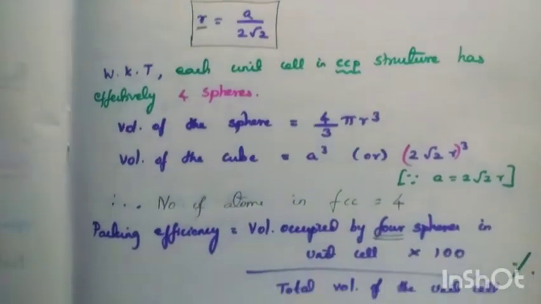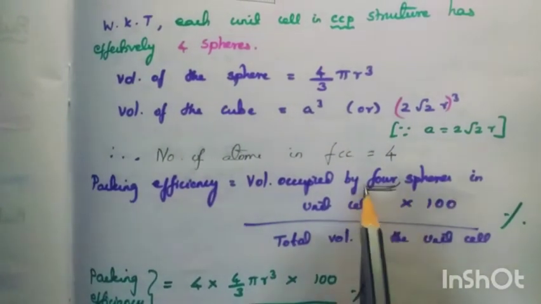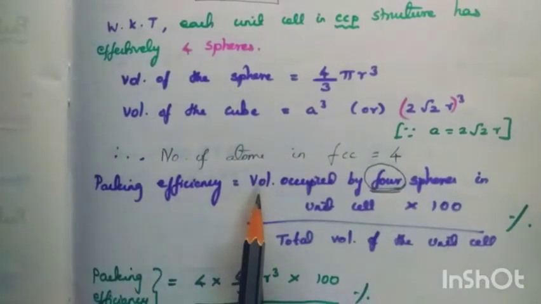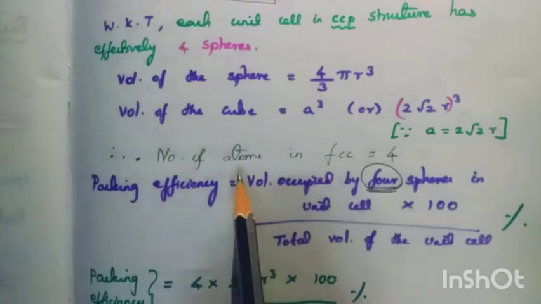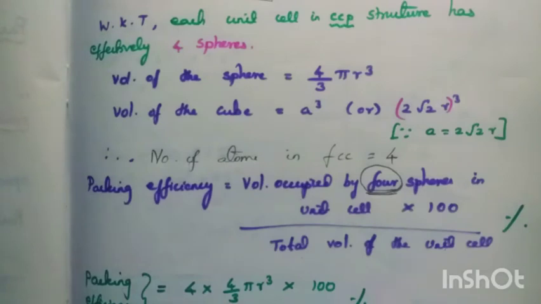What is the formula for packing efficiency first? Volume occupied by the spheres in the unit cell by total volume of the unit cell. Normally packing efficiency can be written as N into or Z into. What is that N? Number of atoms present in the unit cell.